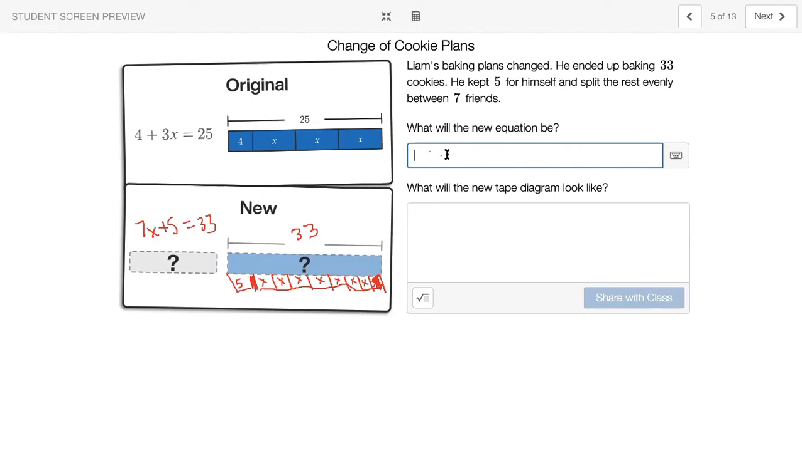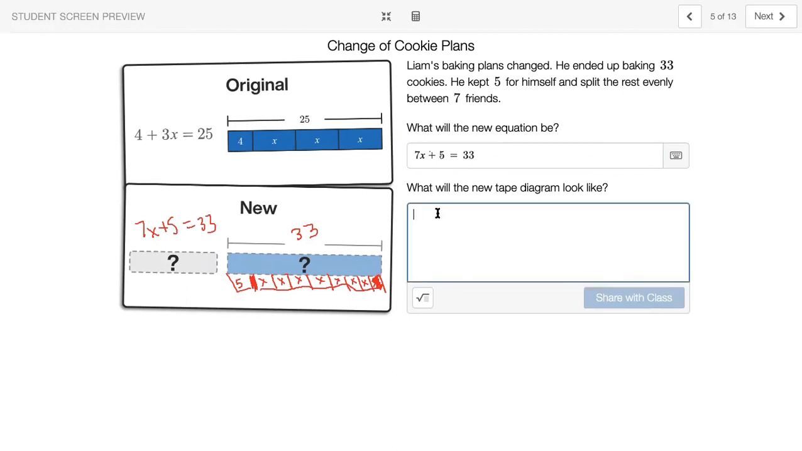So my equation is going to be 7x plus 5 equals 33. And what would my tape diagram look like? It would look exactly like it looks over there. I would have 33 at the top.